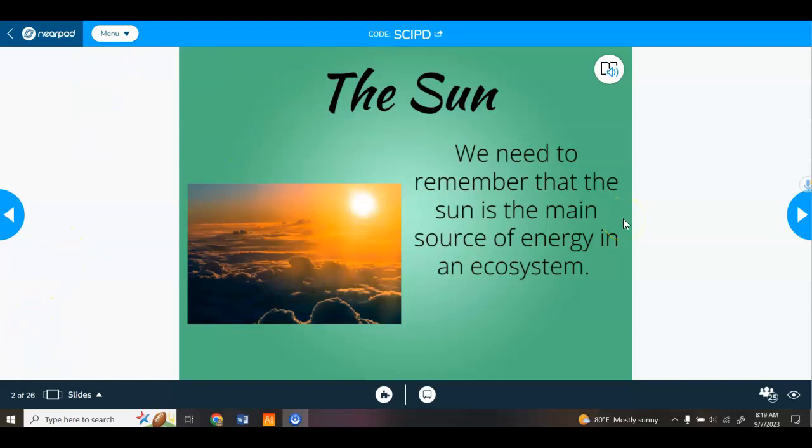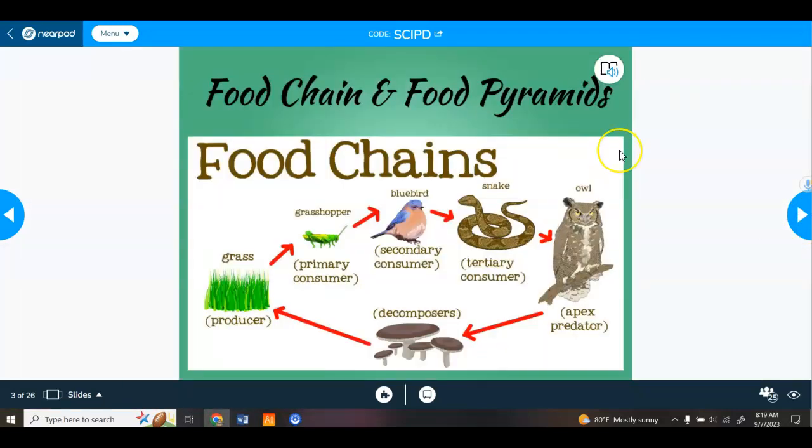So if we know that the sun is the main source of energy because it gives energy to the plants, and then the plants end up giving energy to the herbivores, and then most of those herbivores end up getting eaten by carnivores, we have this chain of energy that's getting moved. It's called a food chain, and if you start mixing those up and crisscrossing those, it's a food web. It's really easy. Nothing we need to super stress about. Food chains and food pyramids.